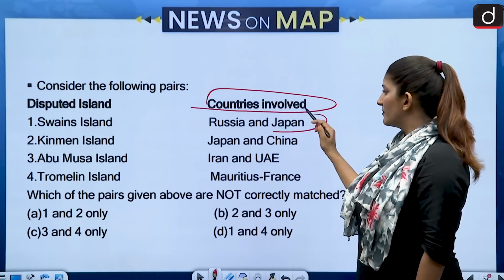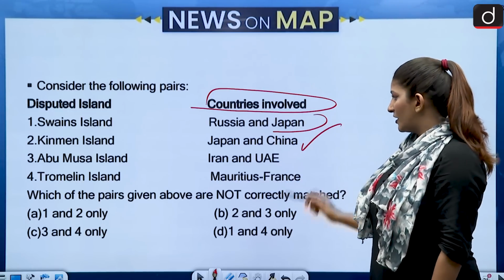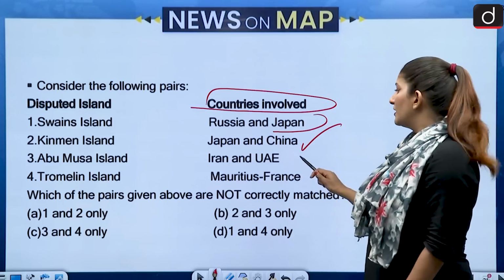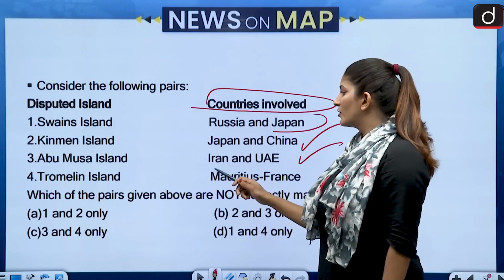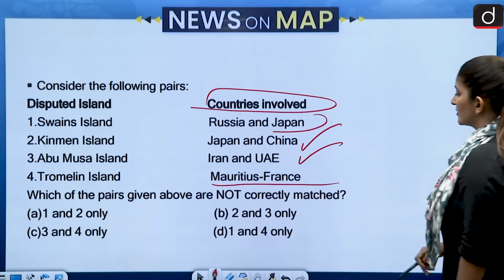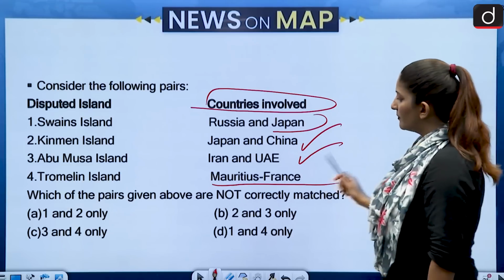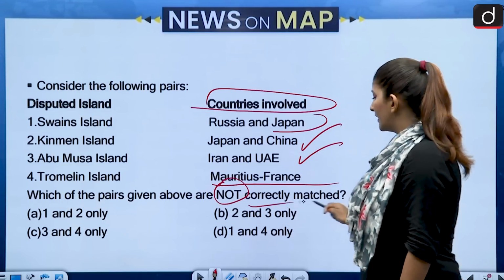Let us see and match the disputed islands with the countries which are involved in the dispute. Swains Island, Russia and Japan. Kinmen Island, Japan and China. Abu Musa Island, Iran and UAE. And Tromelin Island, Mauritius and France. So we have to select the pairs which are not correctly matched.